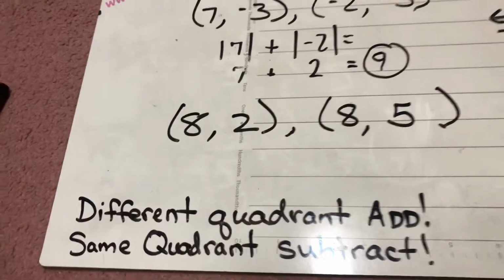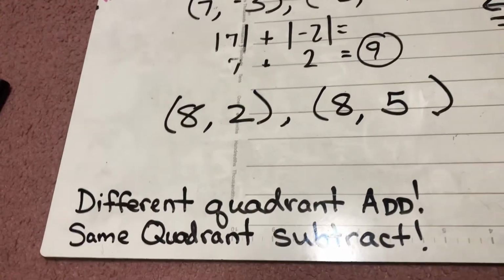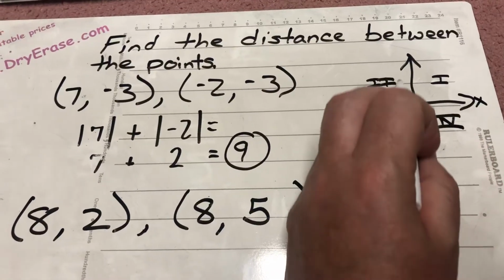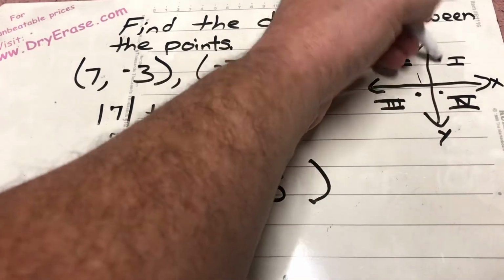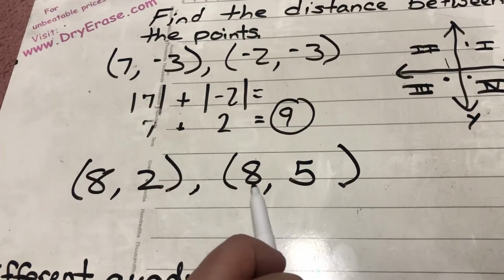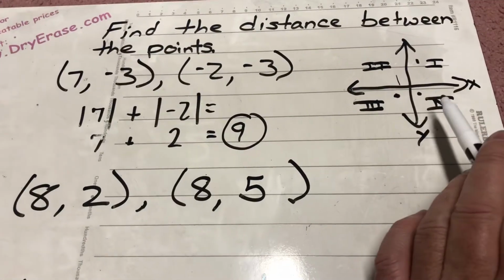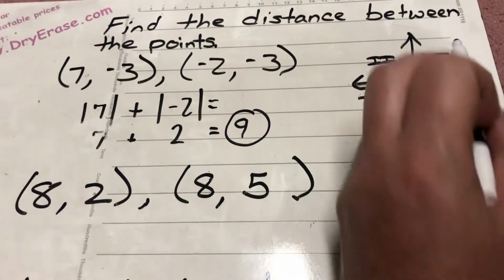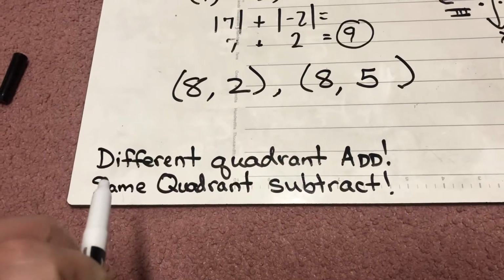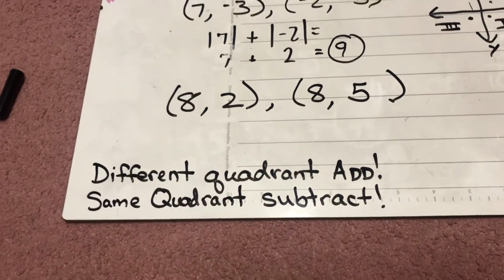Now, 8, 2, and 8, 5. Well, 8, 2 is going to be positive on the x-axis, positive on the y-axis. So that's going to be in quadrant 1. 8, 5, once again, it's positive on the x-axis, positive on the y-axis. It also is in quadrant 1, which means they're in the same quadrant. And the rule says same quadrant, subtract.